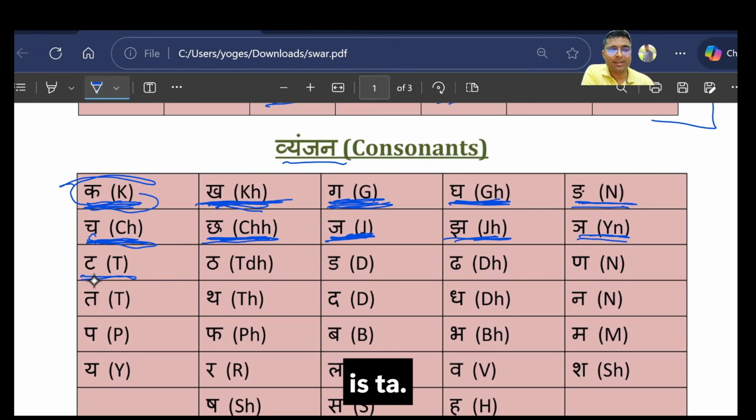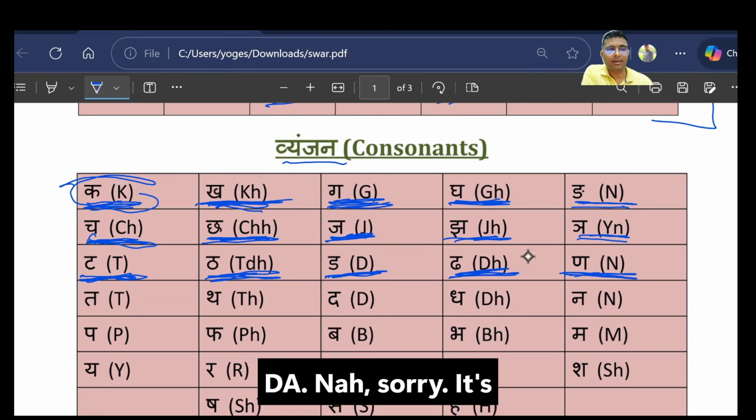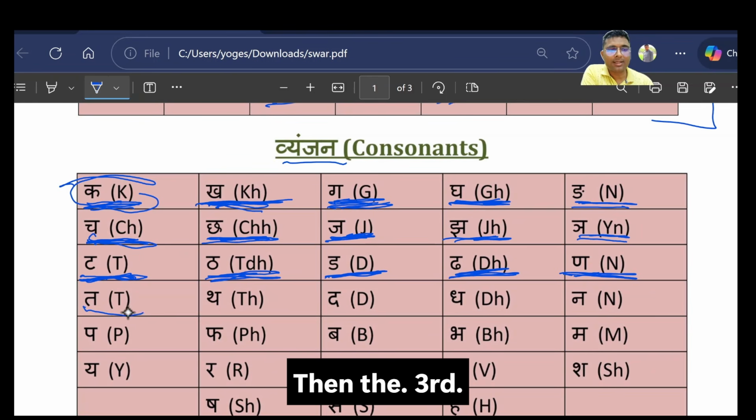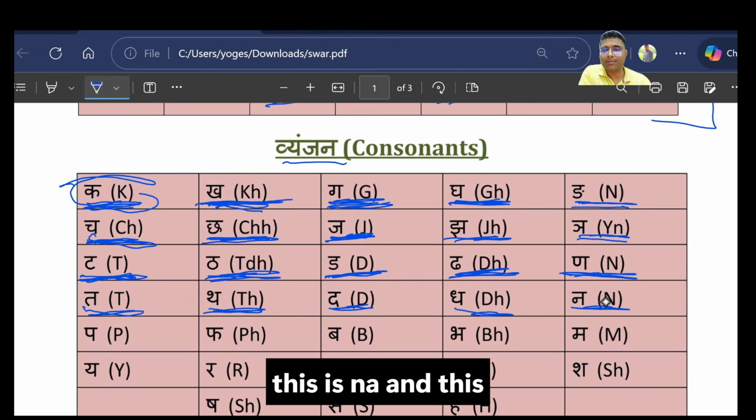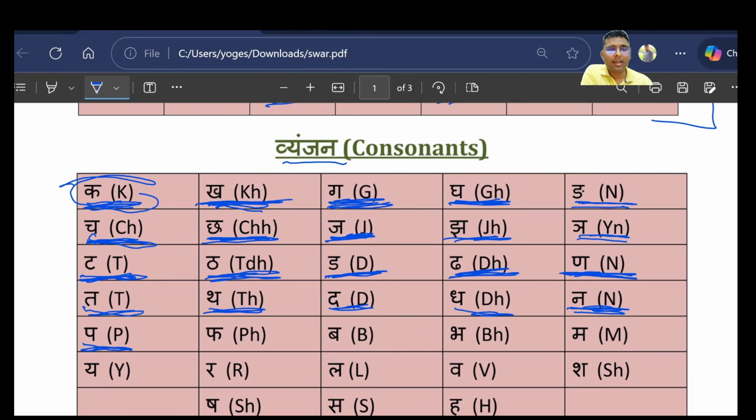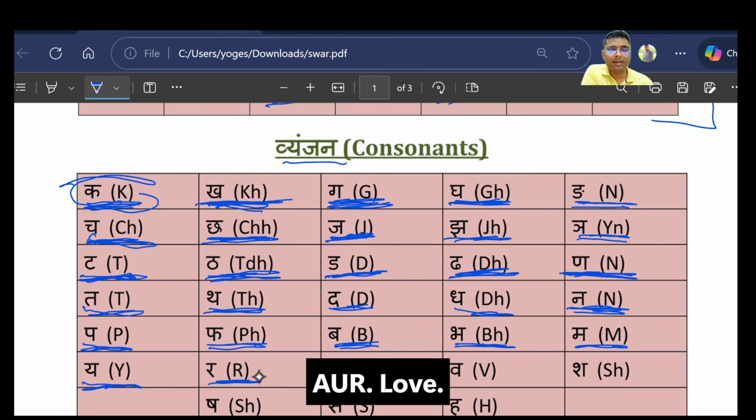Then next is T, Th, D, Dh, N. Sorry, it's not Na, it's Na. Then T, Th, D, Dh, N. This is Na and this is N. Okay. And after this P, P, B, Bh, M. Next Y, R, L, V, Sh, Sh, S.